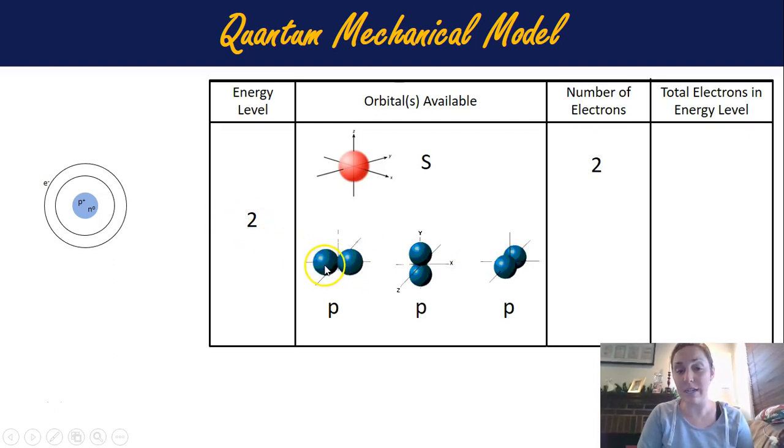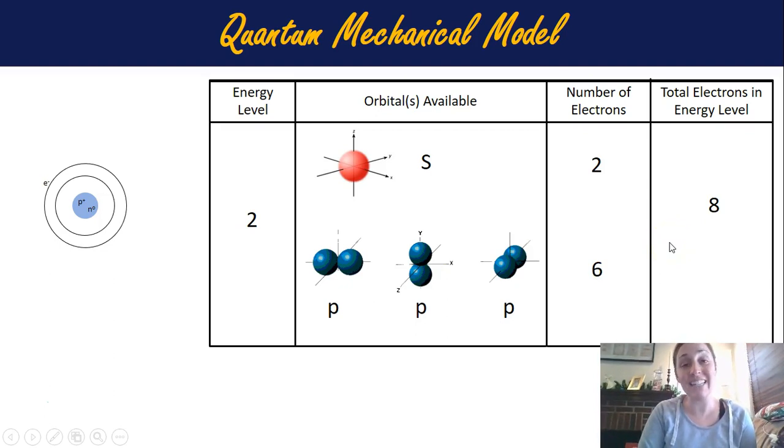So this can hold 2 electrons, this can hold 2 electrons, and this can hold 2 electrons. So from p, I can hold 6 electrons in my second energy level. So in the second energy level, within the p subshell, I can have 6 electrons. Totaling in my second energy level, I can only have 8 electrons: 2 in s, 6 in p.